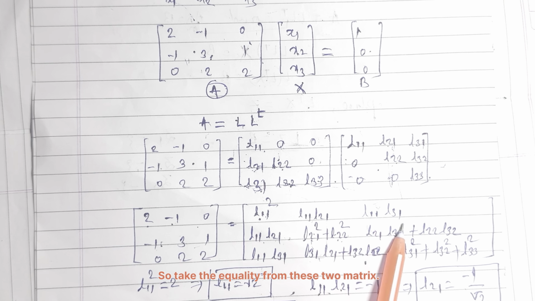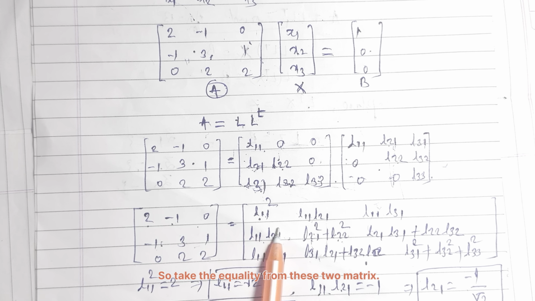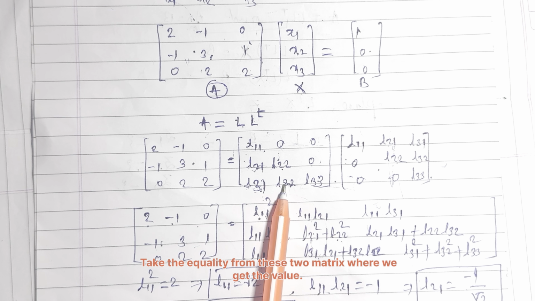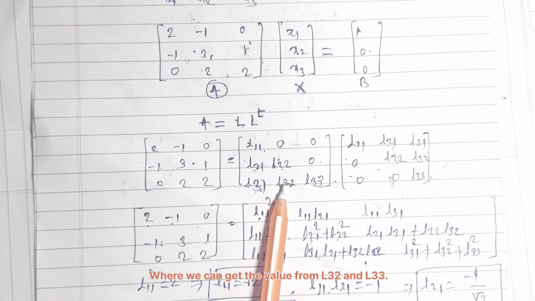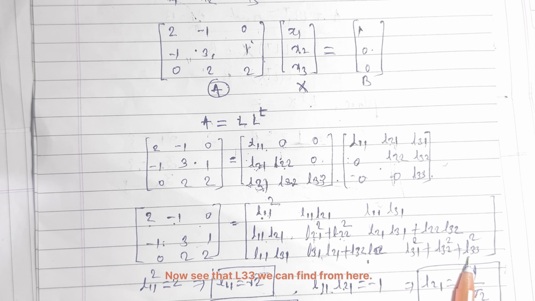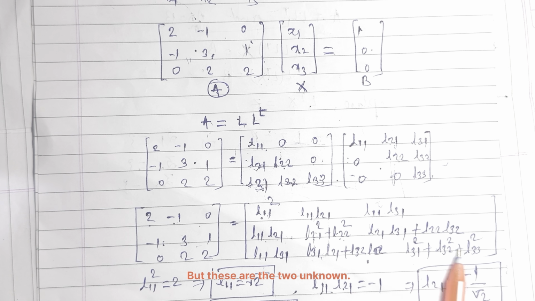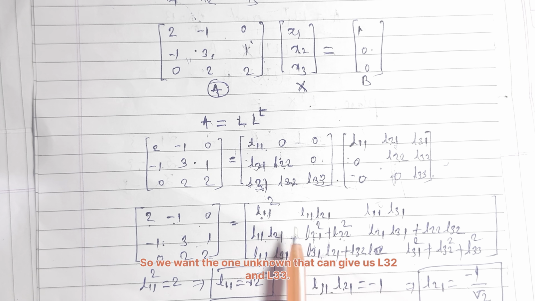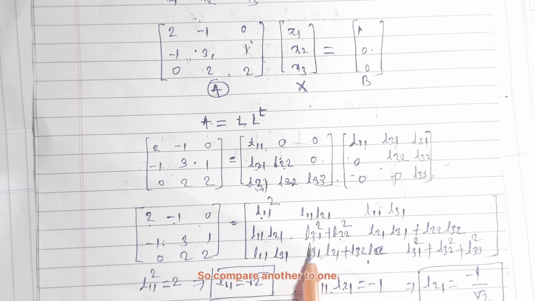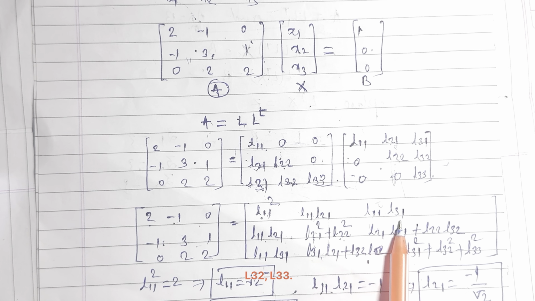Take the equality from these two matrices, where we can get the value of L32 and L33. Now see that L33 we can find from here, L32 also here, but these are the two unknowns. So we want the one unknown that can give us L32 and L33. So compare another two, L32, L33.